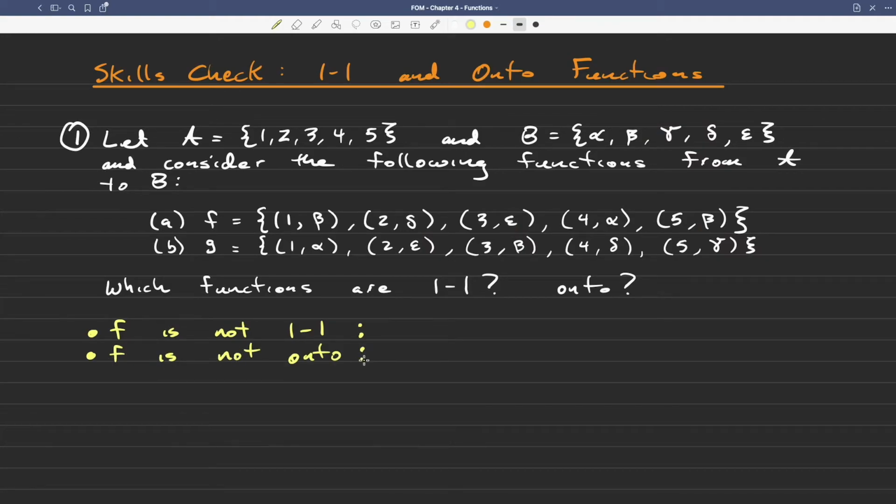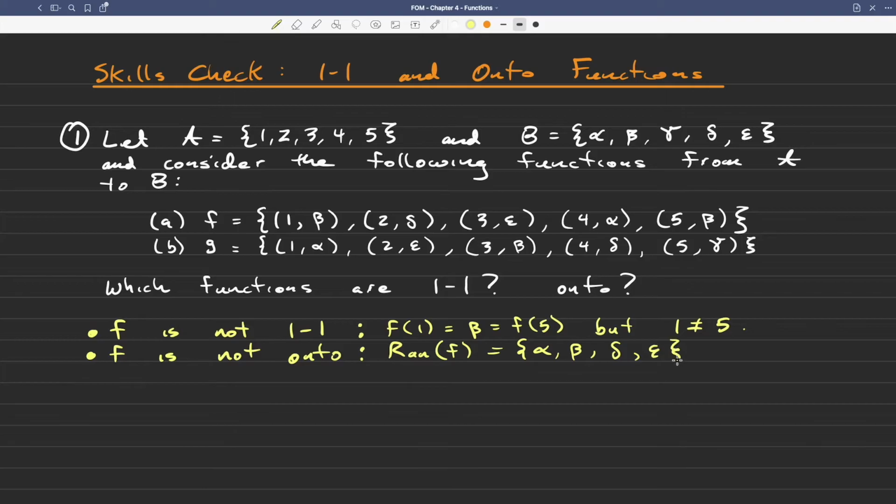I want to document my reasons for both of these. So f is not one-to-one because we saw that f of 1 was equal to beta, which was equal to f of 5, but those input values are not equal. 1 does not equal 5. So that violates the definition of one-to-one. And it's not onto because the range of f was alpha, beta, no gamma, delta, and epsilon, which is not equal to the set B.